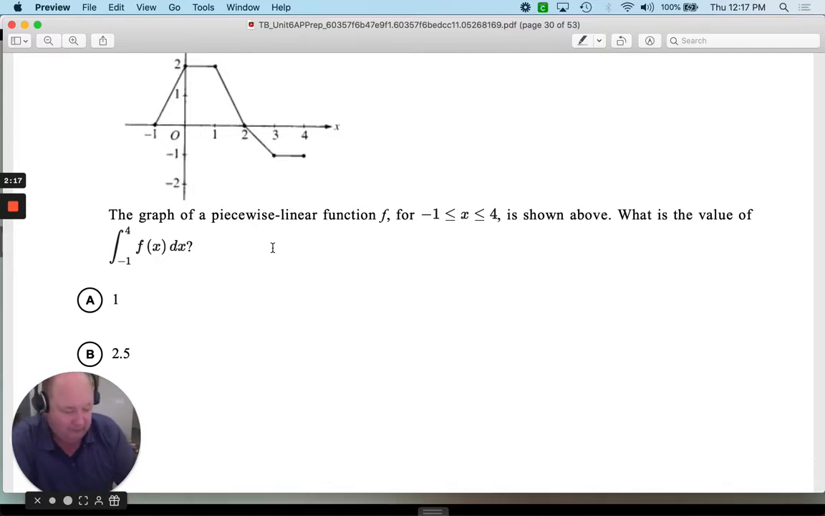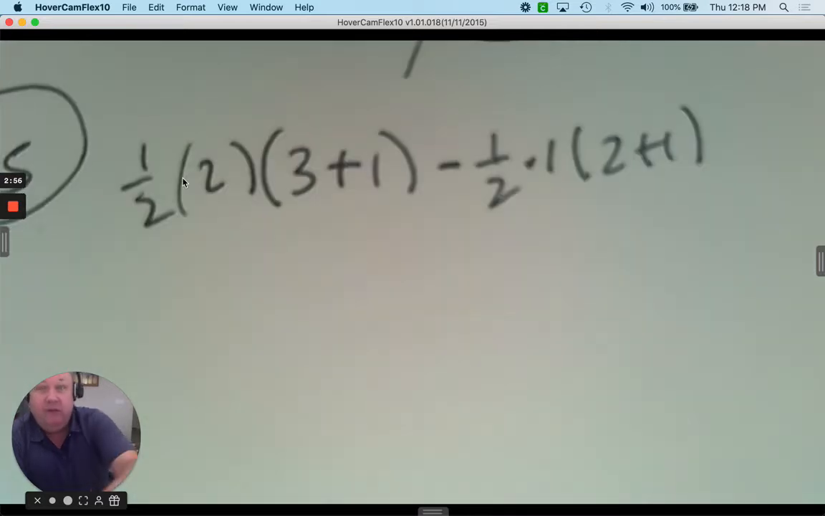So my top trapezoid, the area of a trapezoid is 1/2. The height of the trapezoid is 2. And then the bases, one base goes from -1 to 2, so that's 3, plus the other base goes from 0 to 1, so that's 1. And then I'm going to subtract the other trapezoid. So the height of the trapezoid is 1. It's 1/2 times the height of it. And then the bases are 2 and 1. All right, so this is what I got. And then just finish it off.